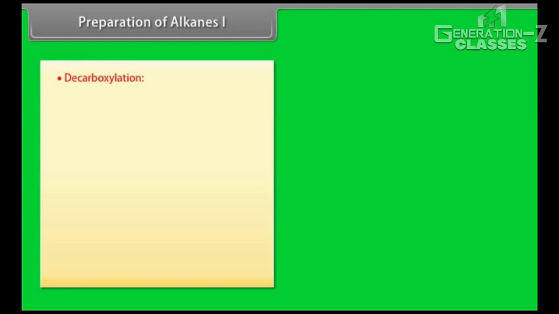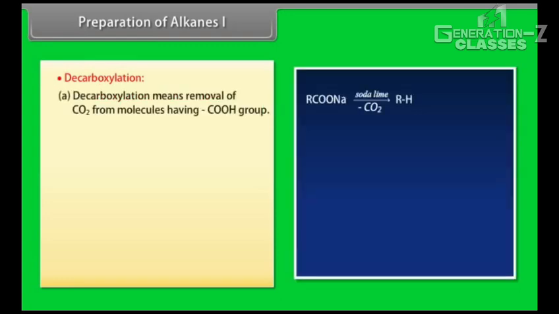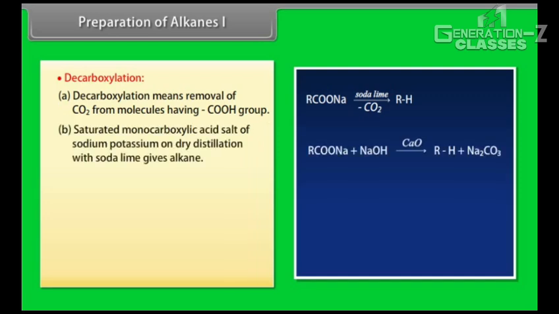Preparation of alkanes, part 1. Decarboxylation. Decarboxylation means removal of CO2 from molecules having a COOH group. Sodium or potassium salts of saturated monocarboxylic acids, on dry distillation with soda lime, give alkanes.